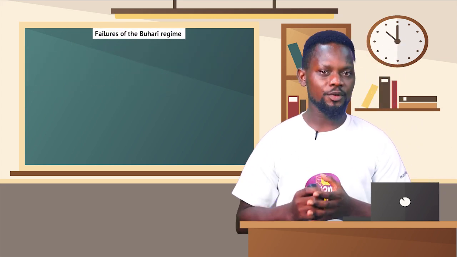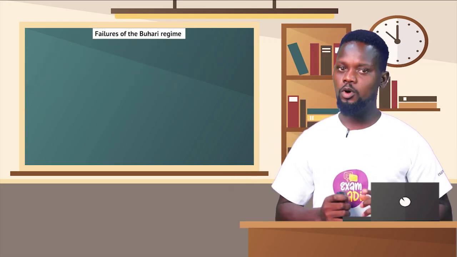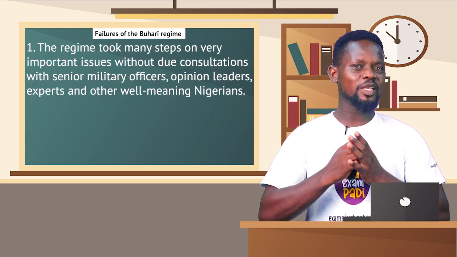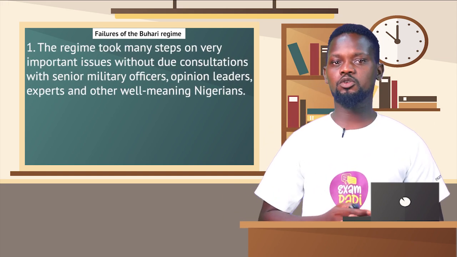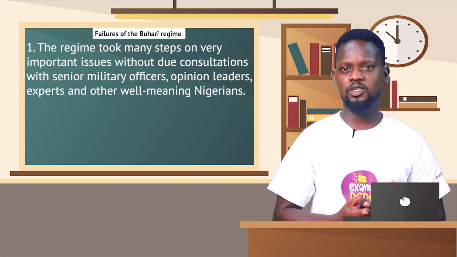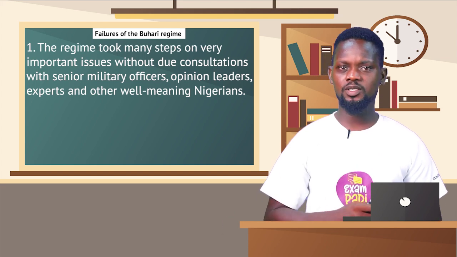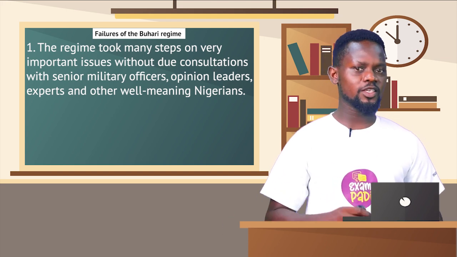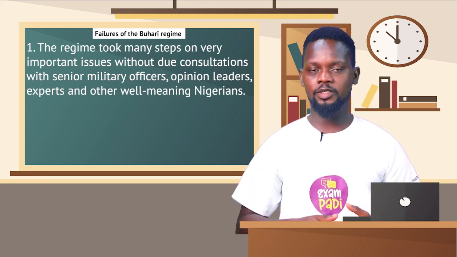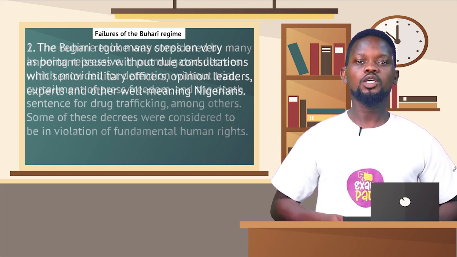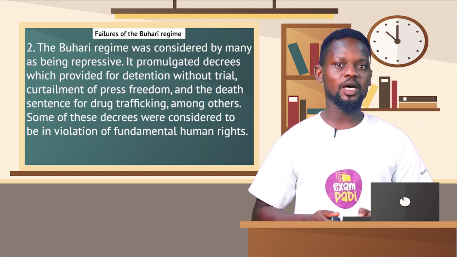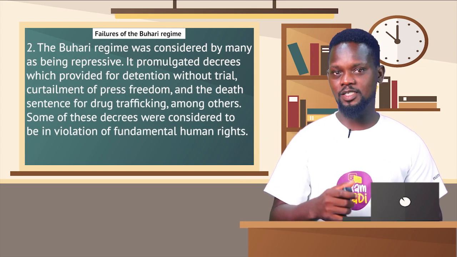The failures of the Buhari regime include the following. Number 1, the regime took many steps on very important issues without due consultations with many senior military officers, opinion leaders, experts, and other well-meaning Nigerians. Number 2, the Buhari regime was considered by many as being repressive.